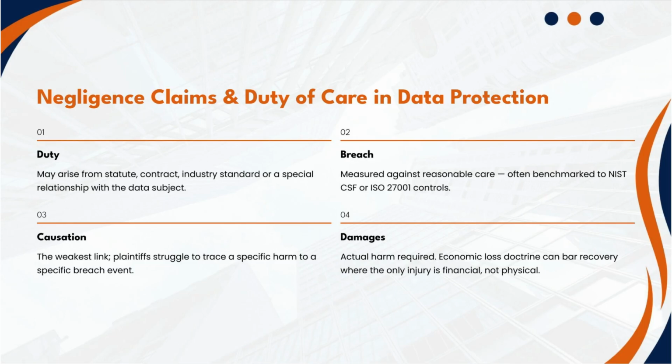So here's the pattern I want you to see. Companies rarely lose breach cases on the merits. They lose on the risk of the merits, and they settle. The threat of class certification is the leverage, not the verdict.